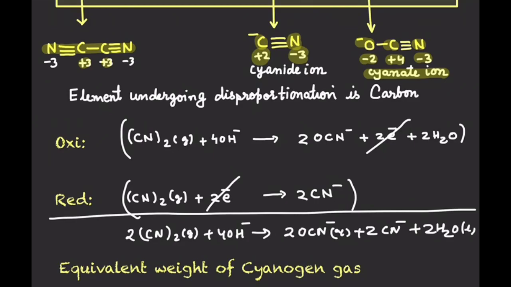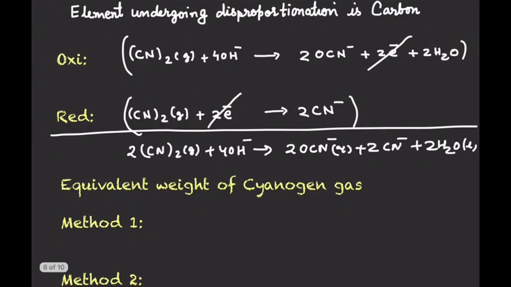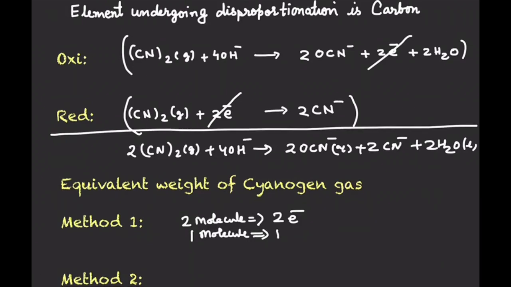If we want to calculate the equivalent weight of cyanogen gas in the overall reaction, we can say that in the overall reaction 2 molecules are participating. For 2 molecules 2 electrons are there, so for 1 molecule we can write that one molecule is related to 1 electron, so X factor is 1, and equivalent weight is equal to molecular weight divided by 1.